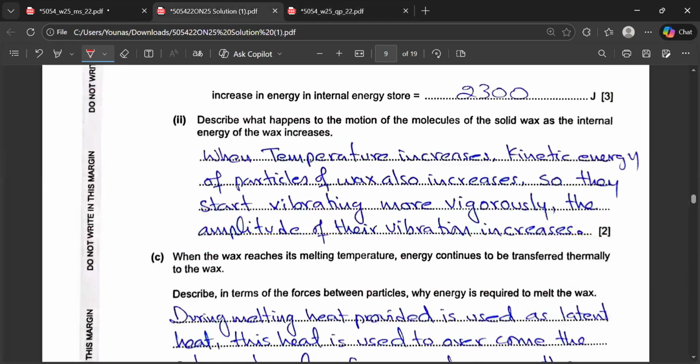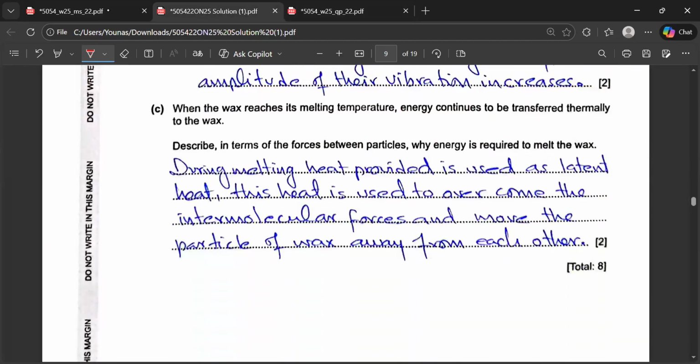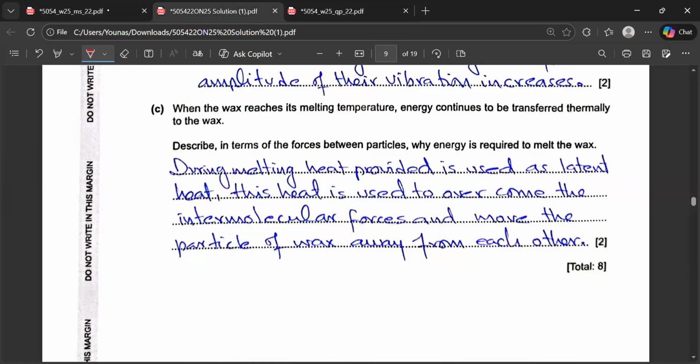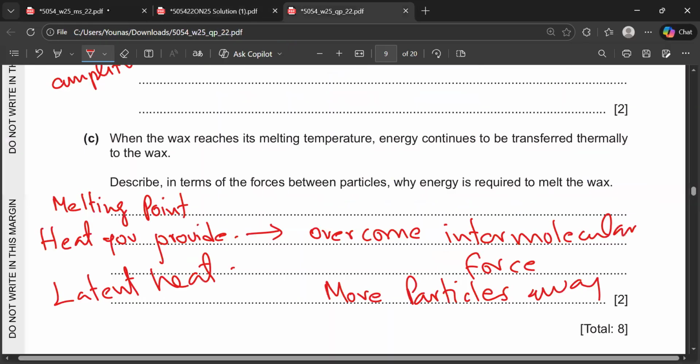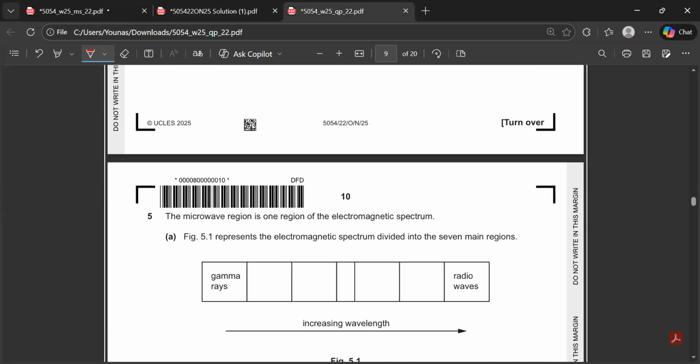Let me show you my written answer, sir. That was my explanation for you, and here we go. During the melting, the heat provided is used as latent heat. This heat is used to overcome the intermolecular forces and move the particles of the wax away from each other. It's a 2 marks question, sir. The mark scheme says work is done on the molecules or latent heat supplied; the forces between the molecules are overcome, molecules separated against attractive forces or bonds broken. Okay, so this is my written answer. You can always write a better answer, sir. We just provide you a suggestion that you can write the answer like this.